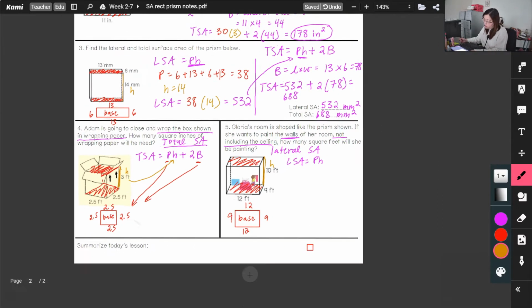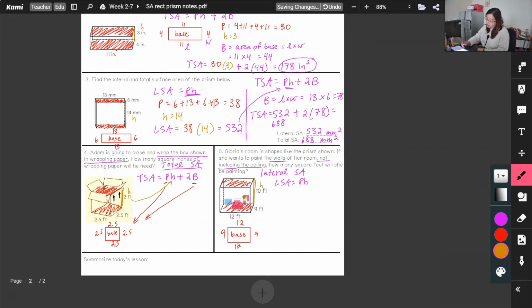Alright, that's really all there is to rectangular prism surface area. So I hope this video was useful for you and that you're ready to tackle triangular prisms soon. See you in class.